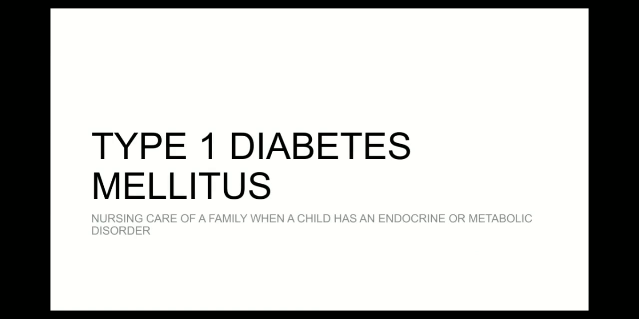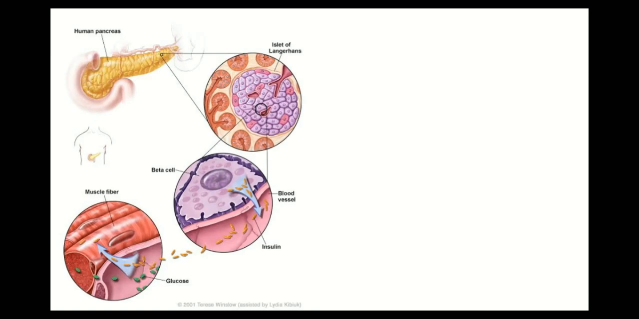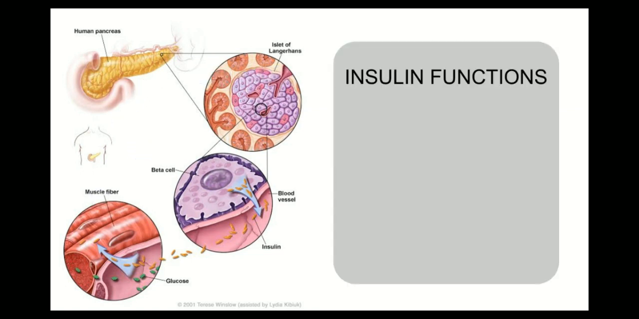Now let's go to the next topic. The next topic is type 1 diabetes mellitus. Type 1 diabetes mellitus belongs to endocrine or metabolic disorders. So, a quick overview: the pancreas. So we have here the human pancreas.